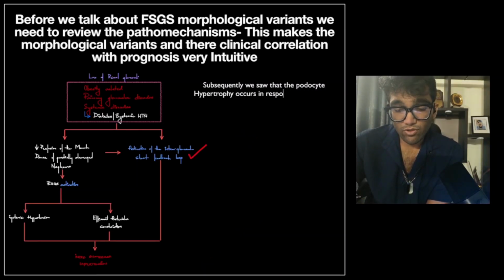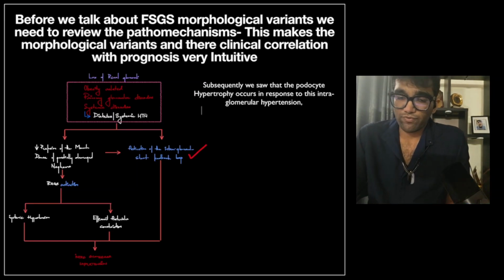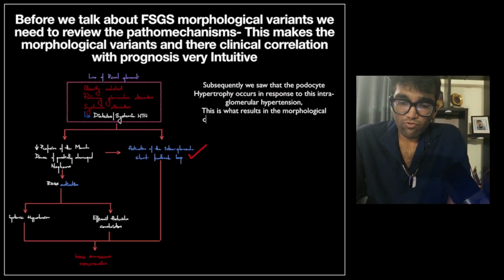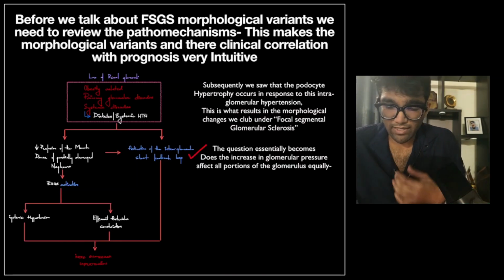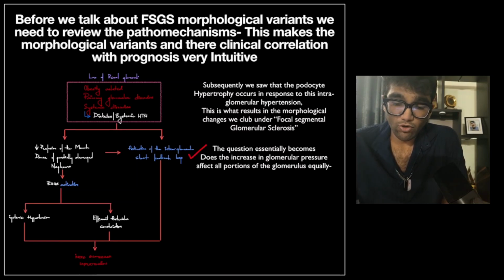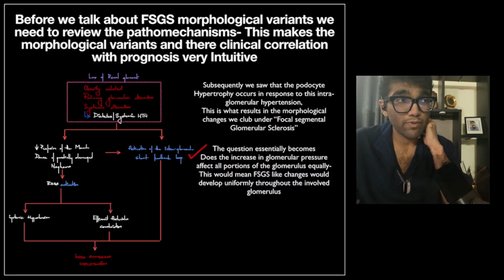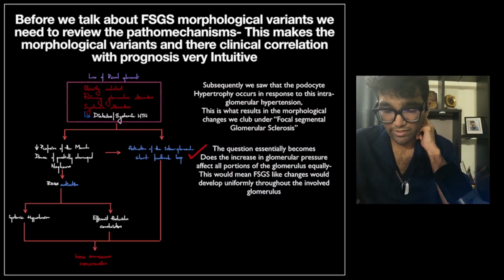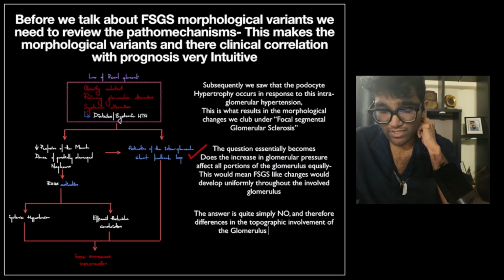So what we saw was that when there is this kind of intraglomerular hypertension, in response to this, there is podocyte hypertrophy. Okay, and this is what results in the morphological changes that we club together under the heading of focal segmental glomerulosclerosis. So the question essentially becomes: does this increase in glomerular pressure affect all portions of the glomerular capillary bed equally? This would mean that FSGS-like changes would affect all portions of the glomerular capillary bed throughout, and there would be no predilection for the hilum or the tip or something like that. So obviously the answer is no, and therefore the differences in the topography or the distribution of involvement of the glomerulus are to be expected.